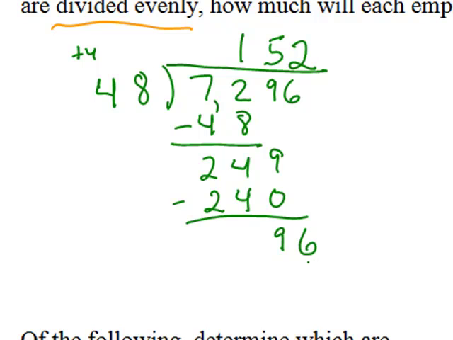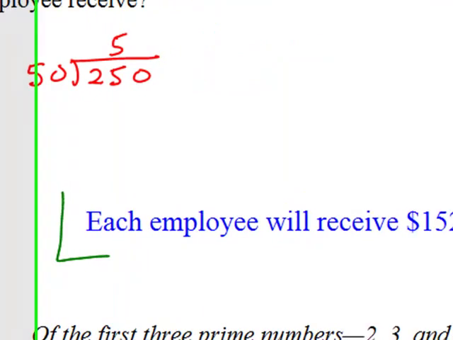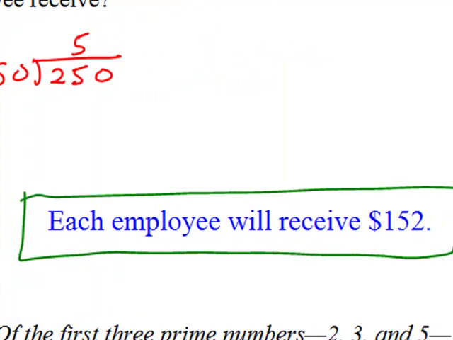2 times 8 is 16, there's 6. Carry the 1. This time we want to add 1. And 2 times 4 is 8, plus the 1 is 9. And when we subtract, we get 0. That's great. So 48 divides evenly into 7,296, and it divides in 152 times. And you can see over here how that answer appears. Each employee will receive $152.